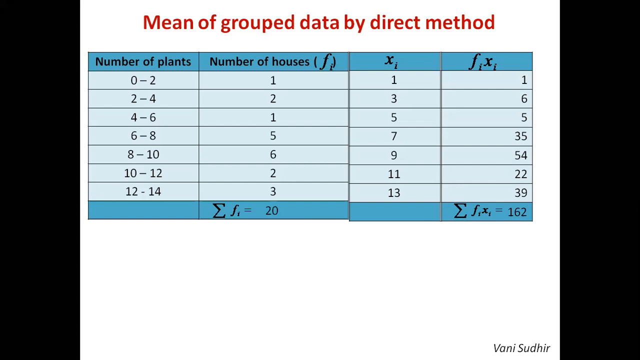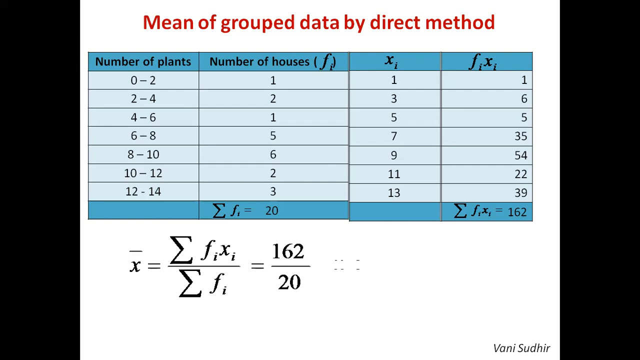So the mean of the data by direct method is summation of fi xi upon summation of fi. That is 162 upon 20. So the mean is 8.1 plants or approximately 8 plants. That is, the mean number of plants per house is 8. We have used the direct method because the numerical values of xi and fi are small.